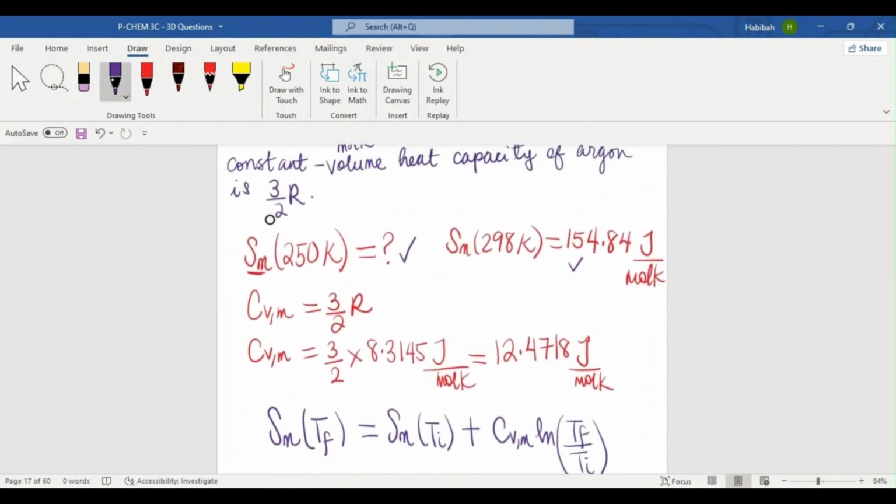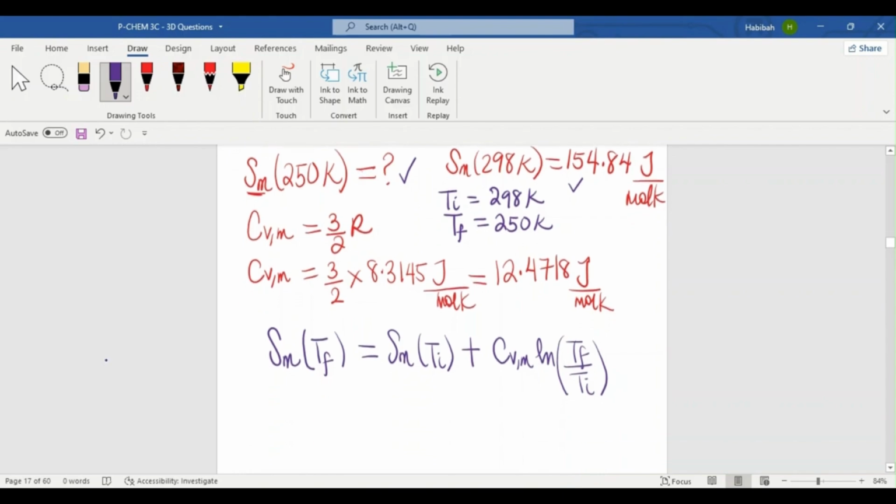So we can write that here. T initial is going to be 298 Kelvin. And then the temperature that we're actually given later on is going to be the final temperature, which is 250 Kelvin, and we're supposed to calculate the answer for that. So, anyways, that's basically how it's done.